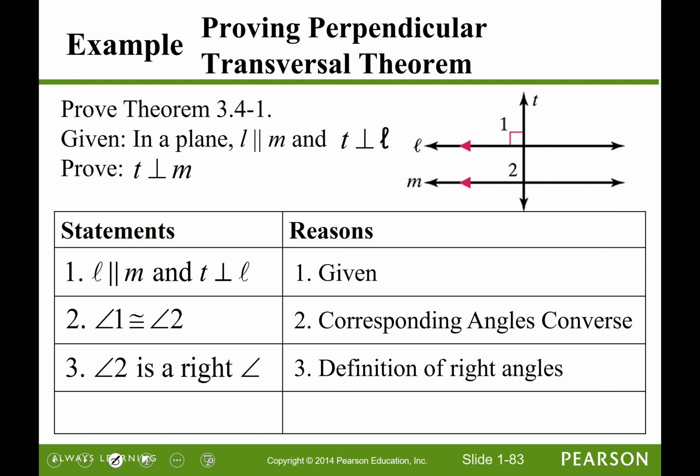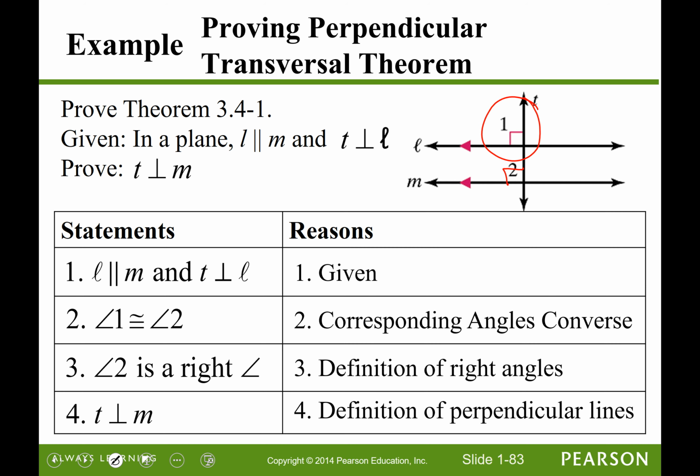Justification, definition of right angles. We know that because angle 1 right here is also a right angle. It was important that we state that angle 2 is a right angle because that is what's necessary for us to now state that T is perpendicular to M. Justification, definition of perpendicular lines.